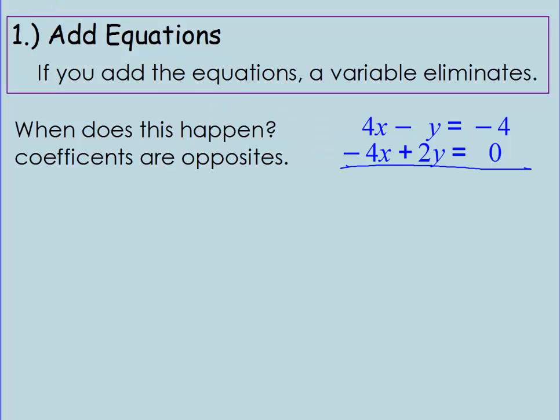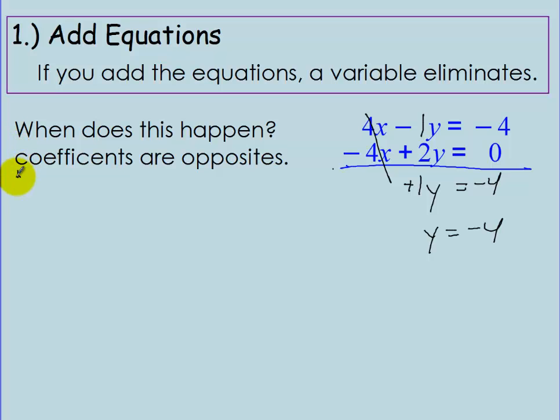If you add these up, 4x minus 4x comes out to 0x, so those eliminate. Negative y, which is negative 1y, plus 2y adds up to positive 1y. The equals drops down, and negative 4 plus 0 is negative 4. So we're left with y equals negative 4. So x eliminates in this case, and all we need to do is add the equations together.